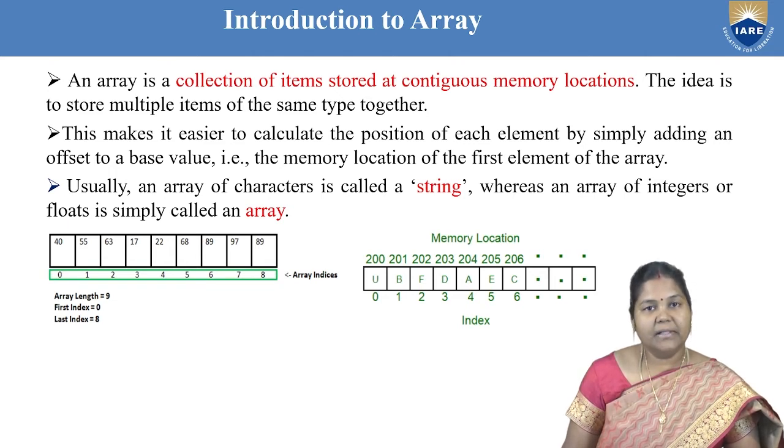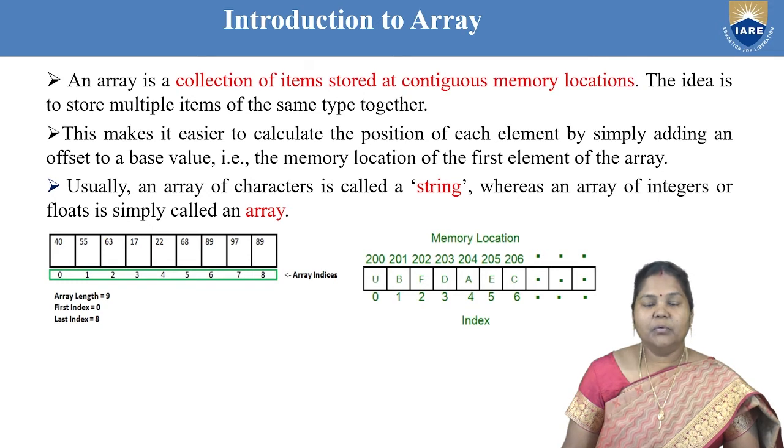It is simply that the first element will be stored at index number 0. Then the second element will be in the consecutive next memory location. So, you can simply add the offset to the base value. Now, the memory location of the first element of the array is known as the base value. With that, you can simply add the offset value and find out the position of an element in the array.